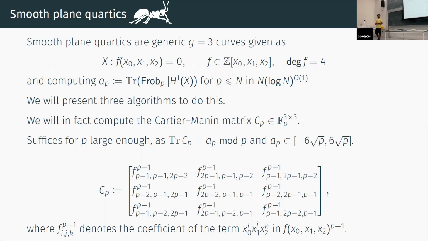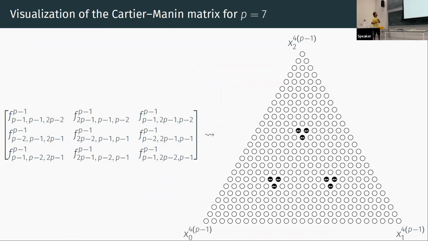And so here's the lovely Cartier-Manin matrix. It's a complicated formula. I don't want you to look at it. I wanted to visualize it with more pictures. So I picked p equals 7. The goal of this talk is pictures, and if you go out of this talk with a picture in mind, it's fine, because that's really the goal.